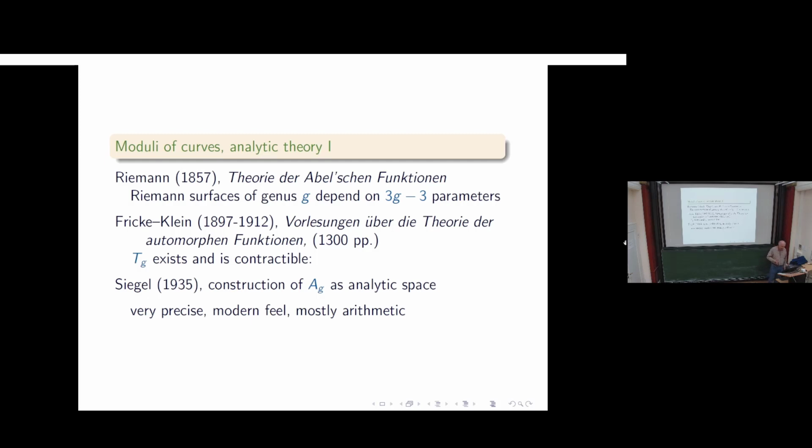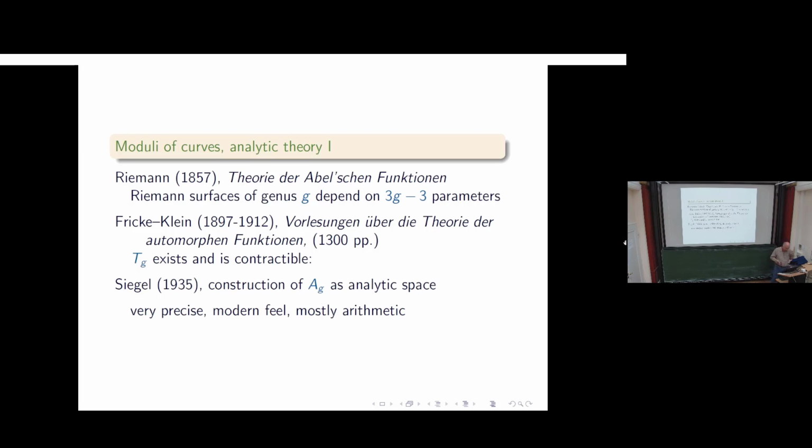And now, these moduli spaces were studied in the monumental work of Fricke and Klein. It appeared over several years, in several volumes. They construct what is now called the Teichmüller space, and they show it exists and it is contractible. I will say something more about it in the next slide. Now the next main step was Siegel, 1935, who constructs A_g, the moduli of abelian varieties.